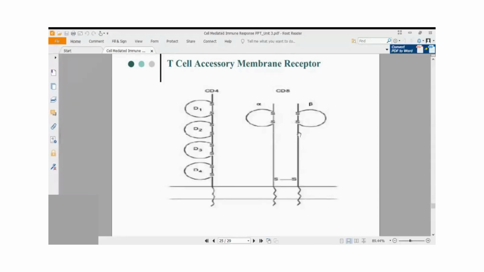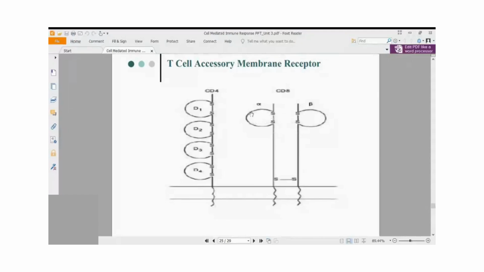And when you compare CD4 with CD8, CD8 is a heterodimer, once again made up of alpha and beta chains held together by a disulfide linkage just above the membrane. Towards the NH2 terminus, it has a single loop because of the intra-chain disulfide bond, and that single loop also consists of about 60 to 70 amino acids.